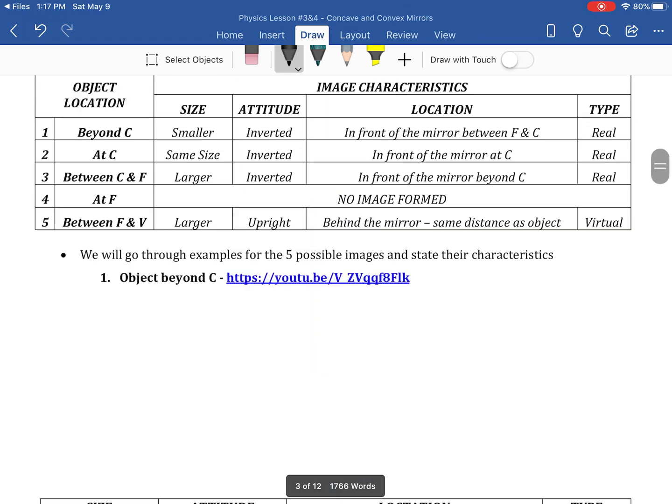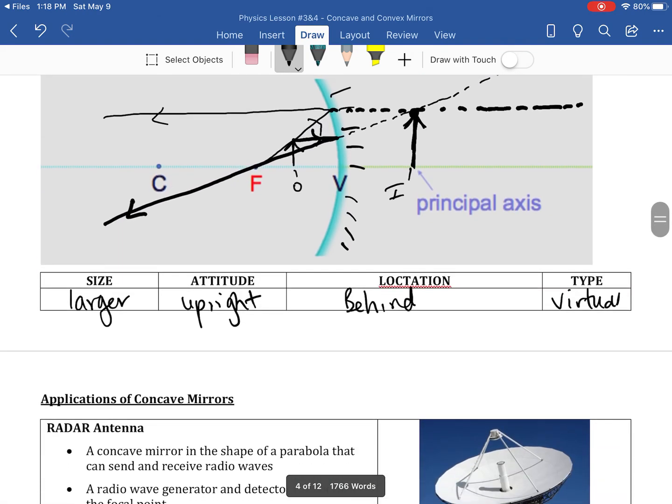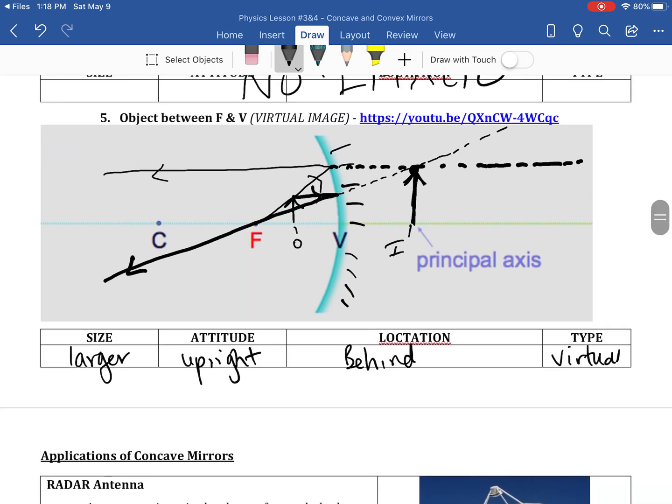So let's take a look at what the characteristics say up here just so that we're consistent. So once again, at F, no image is formed. The last case was between F and the vertex. Is larger, upright, behind mirror, same distance as object, and virtual. So that's the last one we just did, which was right here. It's the same distance, roughly, and if my lines were a little bit straighter, they would be the same distance, but it's definitely larger, definitely upright, definitely virtual. So those are the 5 cases.